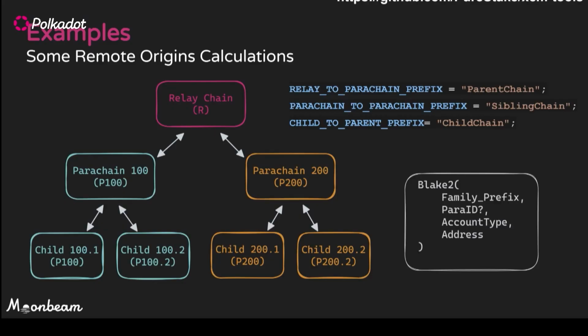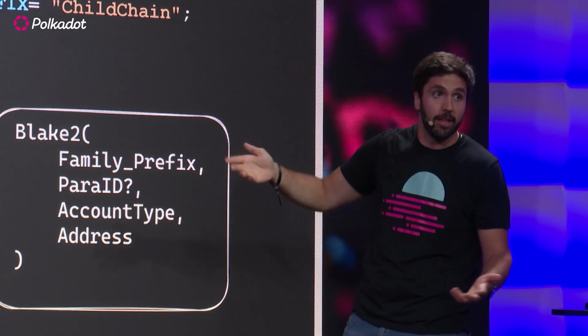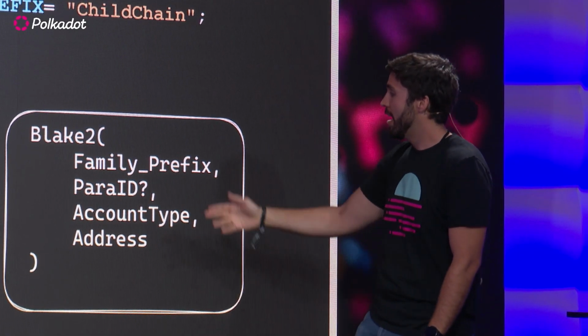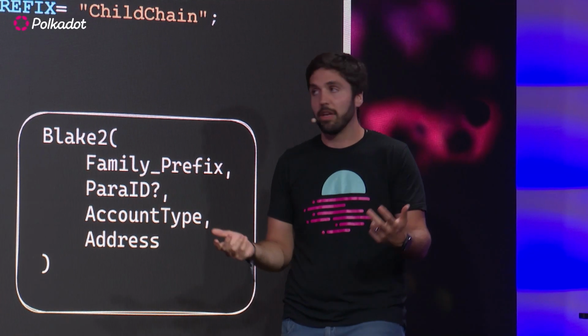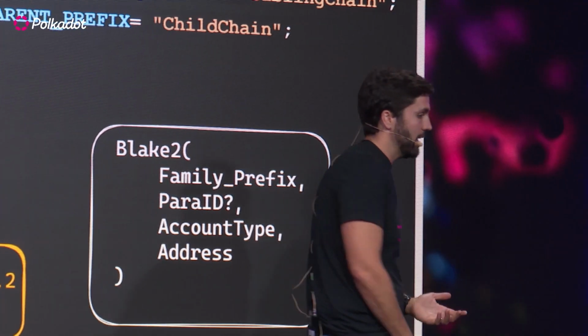And so then you basically, this is not 100% accurate, but for this presentation it is. We're going to use the Blake2 hash of basically the prefix that we just calculated, depending on how the message is moved. The parachain ID, if it exists, because if you're moving a message from the relay chain to the parachain, that is not really valid.